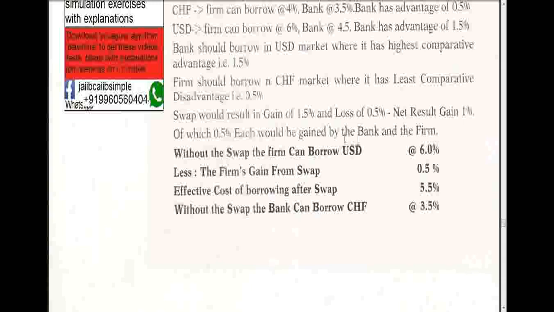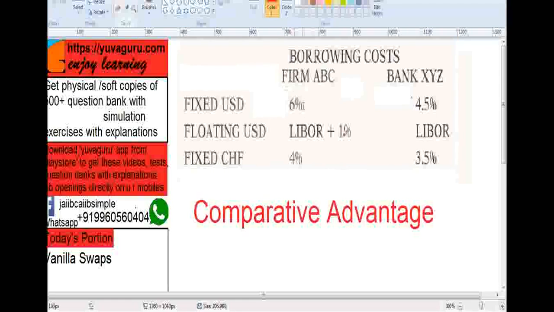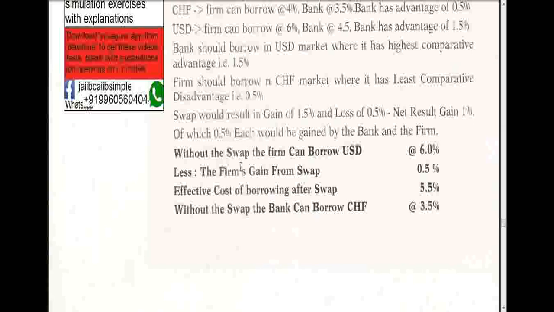Remember this part, united we stand, divided we fall. Without swap, the firm would have borrowed USD at what rate? Because here, what is given in question number 2? That the firm requires fixed USD. So in that case, at what rate would the firm have borrowed? Let's check that. It would have borrowed at 6% because fixed USD for the firm is 6%. Now the firm's gain from the swap, this 0.5% is divided. So the firm would get 0.5% as the advantage because of this mutual swapping. So it will borrow at 5.5%. It has got an advantage or profit of 0.5%.